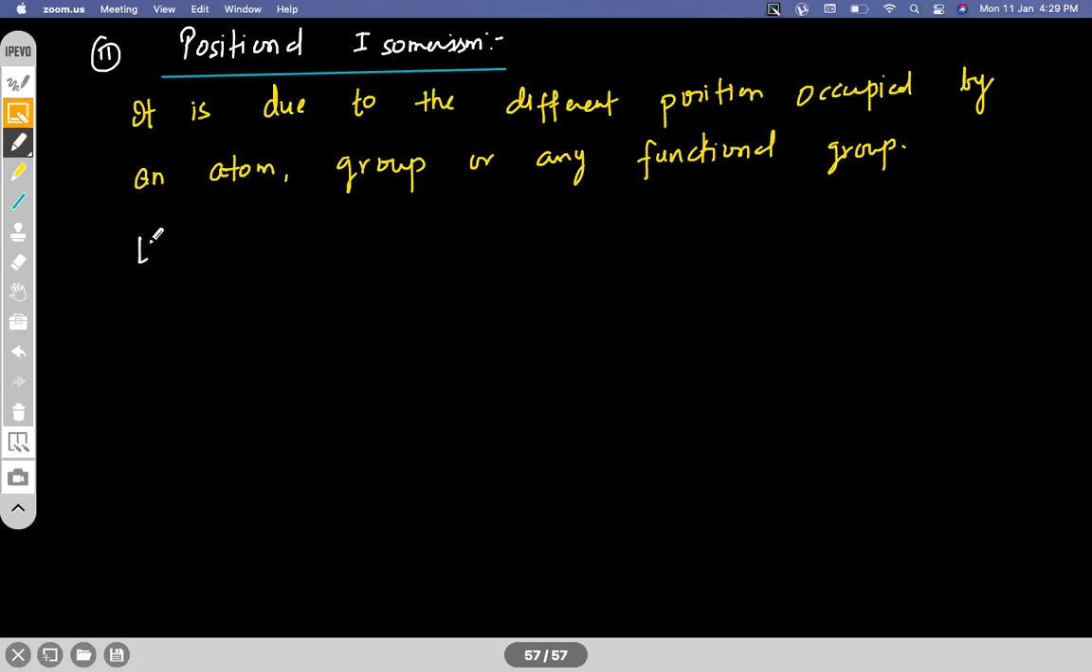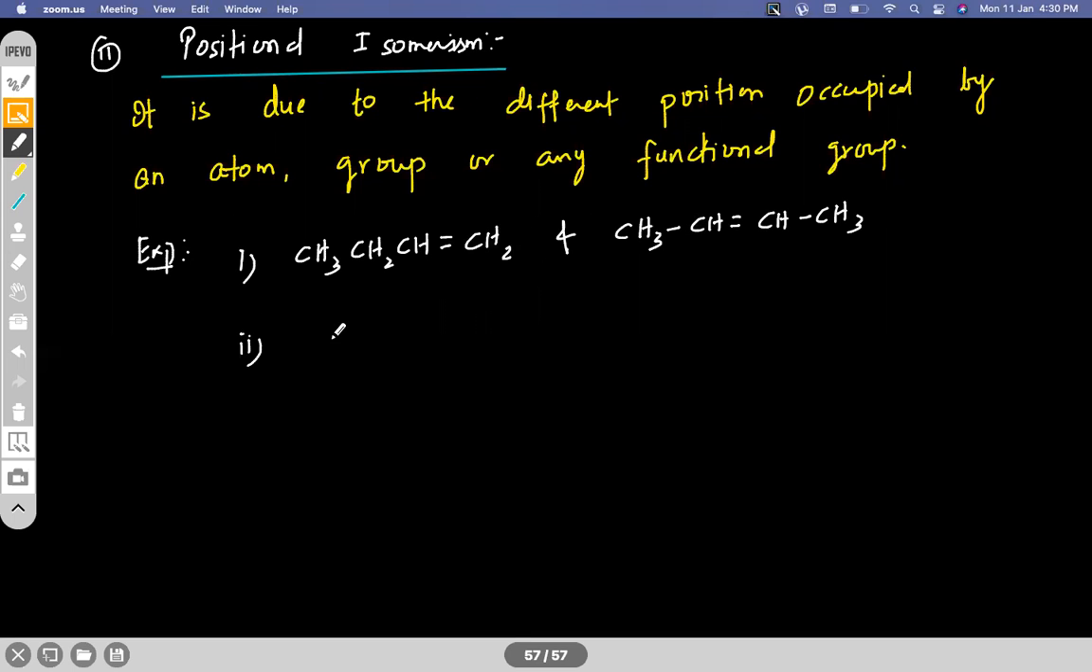For example, you see, CH3CH2CH=CH2 and CH3CH=CH-CH3. So these two are positional isomers, because the position of the double bond is at the first carbon here, and here it is at the second carbon. The second one is CH3, CH2, CH2, NO2, and CH3, CH, CH3, NO2. The position is different.